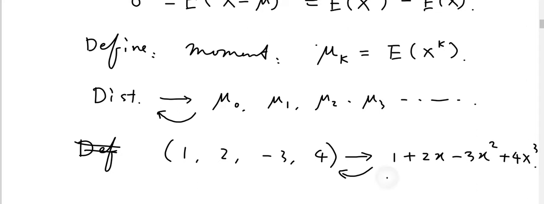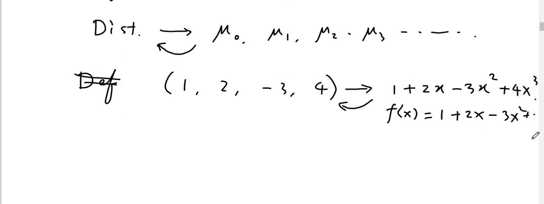Suppose we denote this as f(x) equal to 1 plus 2x minus 3x squared, like this, plus 4x cubed. So what is the coefficient? We say this 1 is just equal to f(0), right? What is 2? If we use the derivative, then 2 is just the derivative, with x equal to 0. So 2 equals f derivative at 0, right?